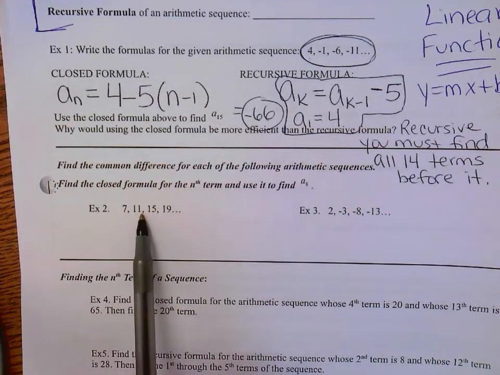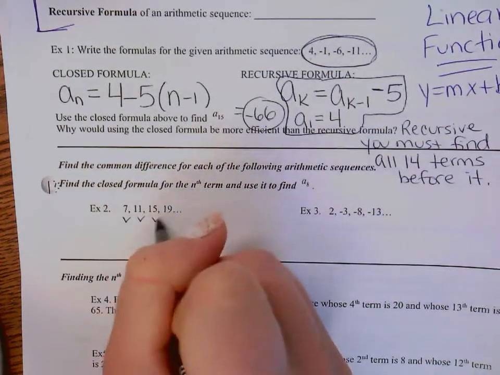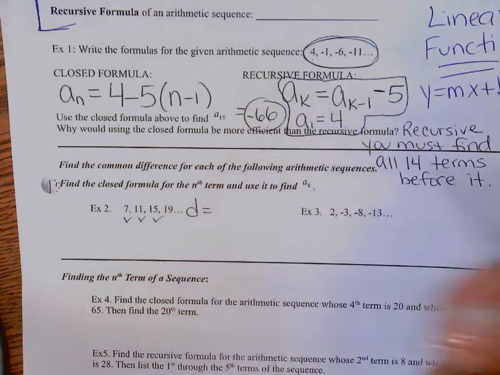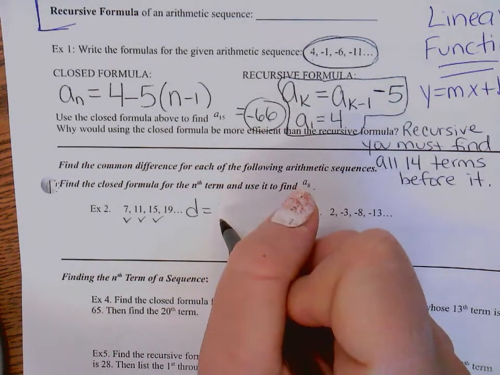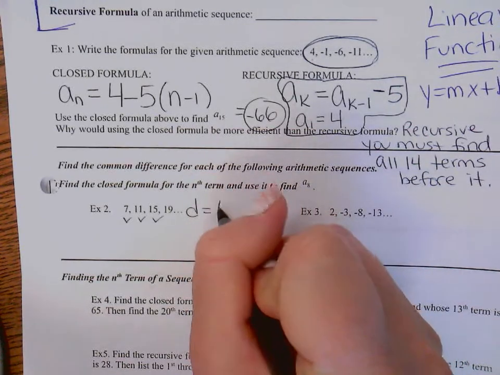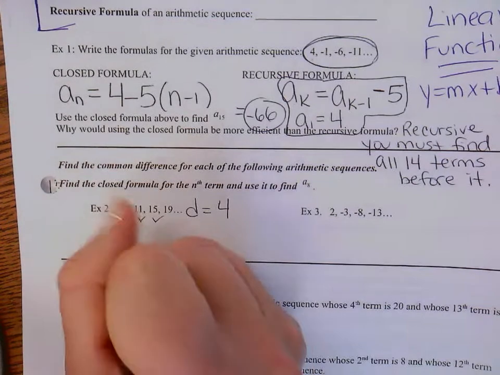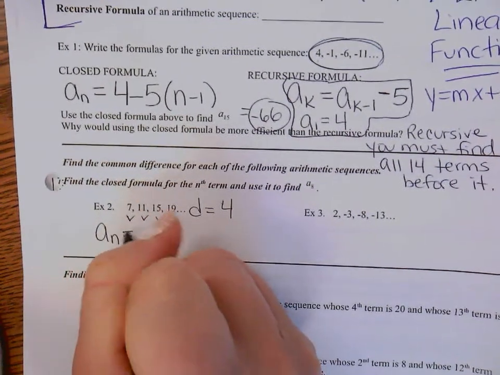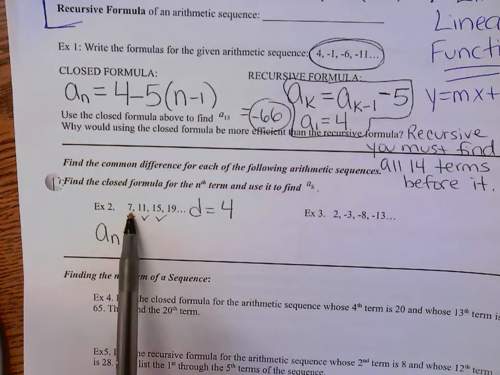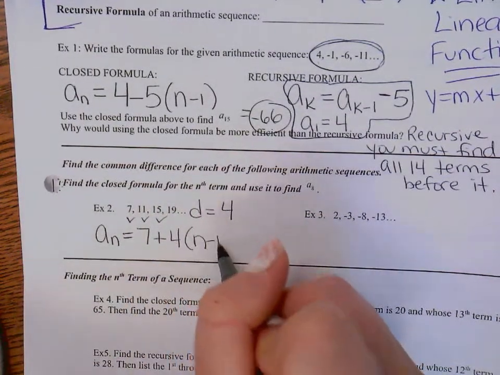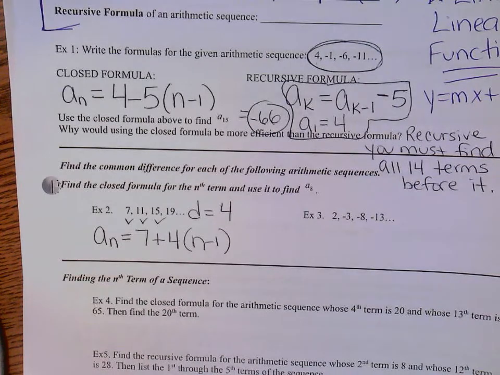So what's my common difference? The difference is what? What are you adding each time? Positive 4, right? So I'm adding a difference of 4. So how do I write the closed formula? A sub n equals, you write down your starting term, which is 7, and then you write plus your common difference, parentheses, n minus 1 times. And you don't have to say what the starting term is because this is not recursive.